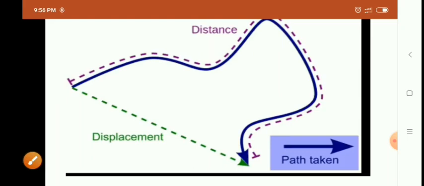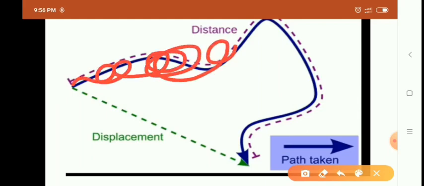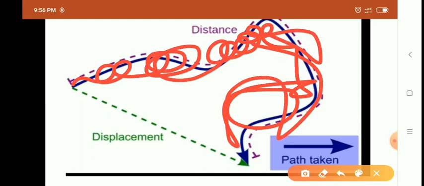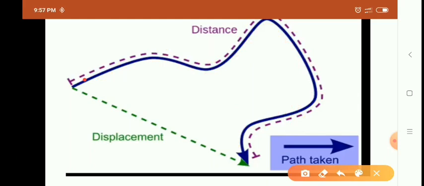So distance is the longest path and displacement is the shortest path. And displacement considers the direction, while distance doesn't bother about the direction. You can take a round turn on the distance. If you want to move like this, that is your distance. But in displacement, you can't move like this. In displacement, you have to move in a straight path with a particular direction.